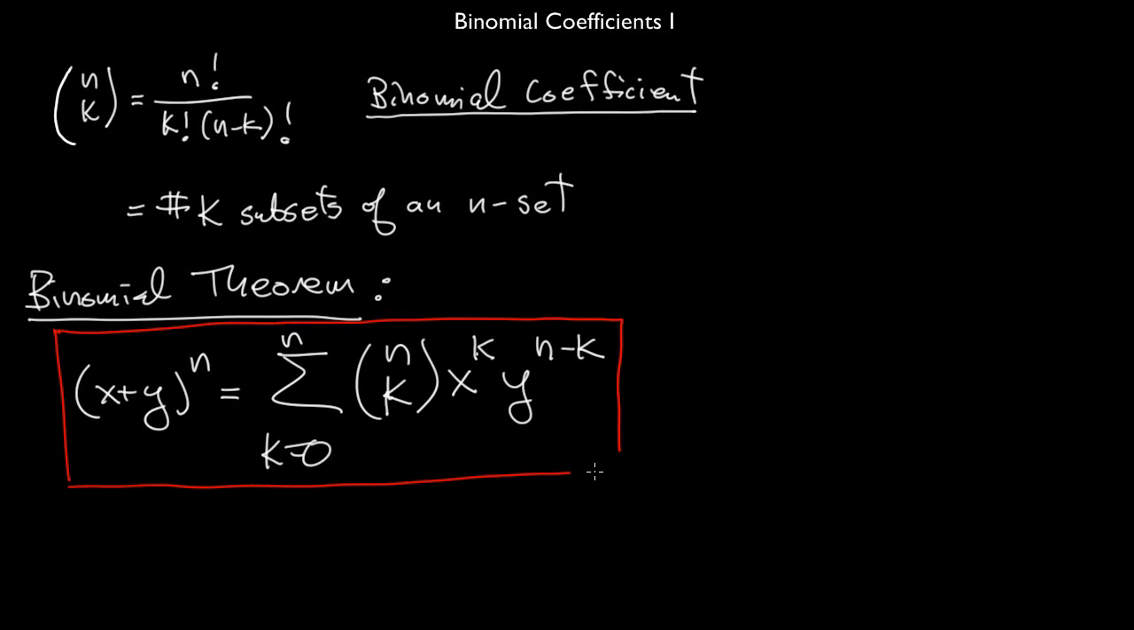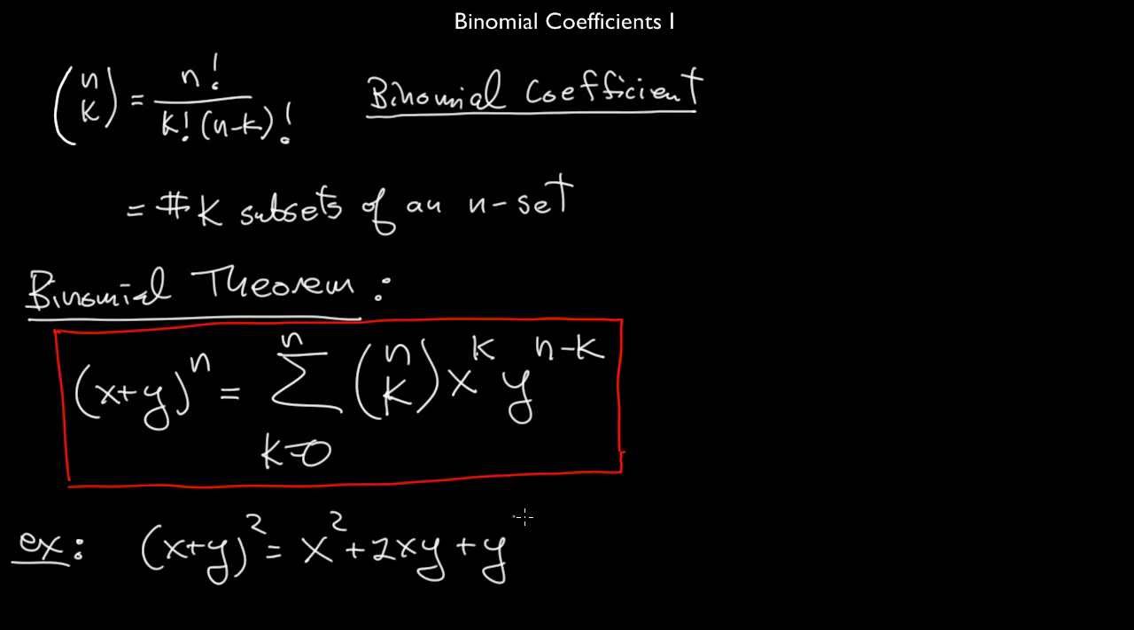That's the binomial theorem. And now notice that these powers of x and y are such that those two numbers, k plus n minus k, add up to n. So, for example, everyone knows that x plus y squared is x squared plus 2xy plus y squared. And that's because 2 choose 0 and 2 choose 2 are both 1, and 2 choose 1 is equal to 2. Okay, well, let's prove this theorem.